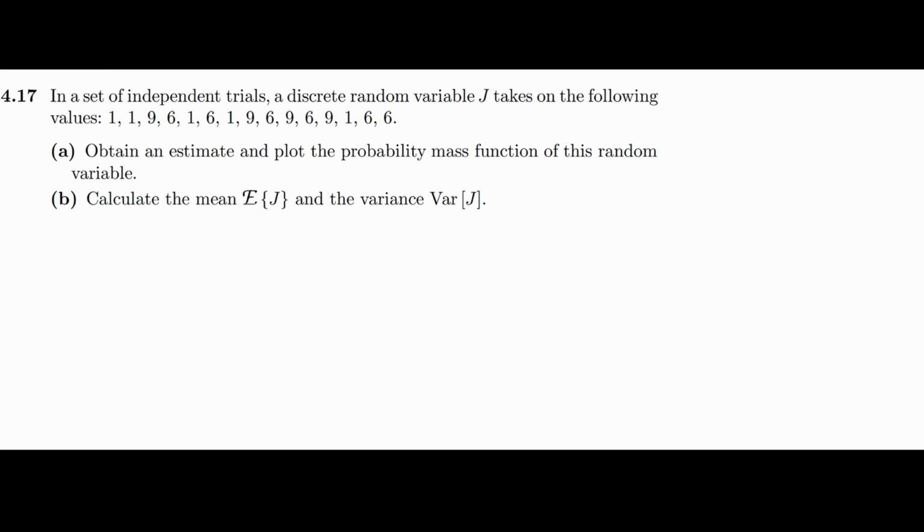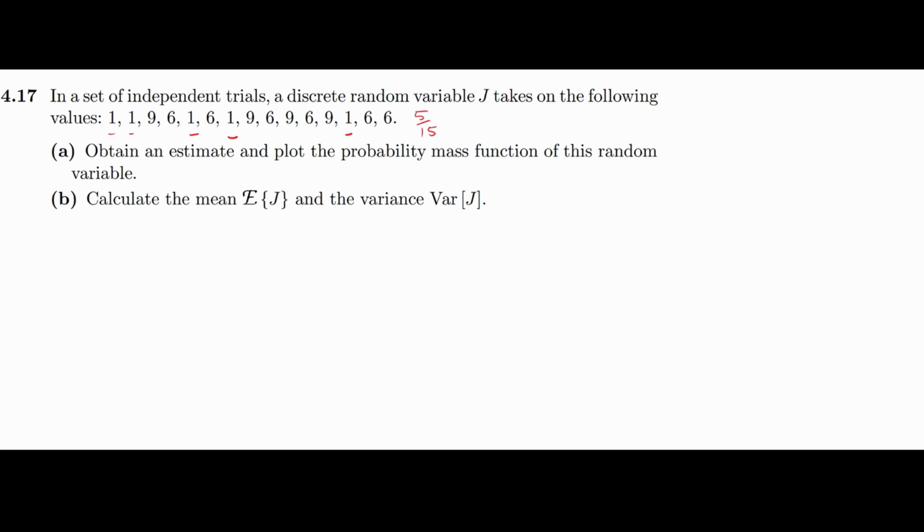To start this off, notice how for our discrete random variable, we are given a few different values. So let's look at how many ones we have. With our ones, we have 1, 2, 3, 4, 5. So we have 5 out of a total of 15 ones.